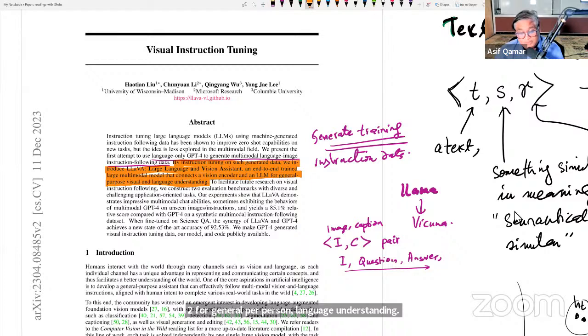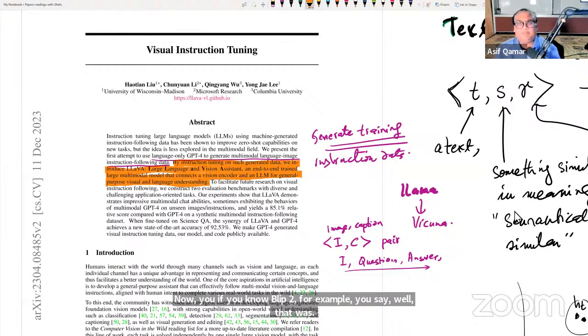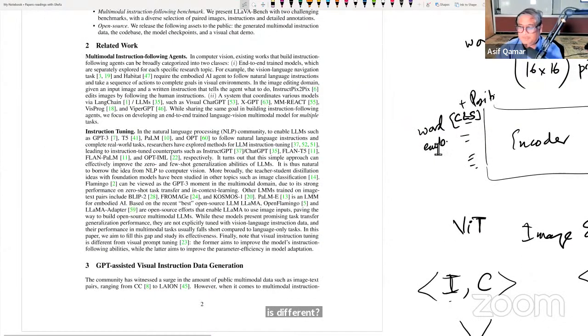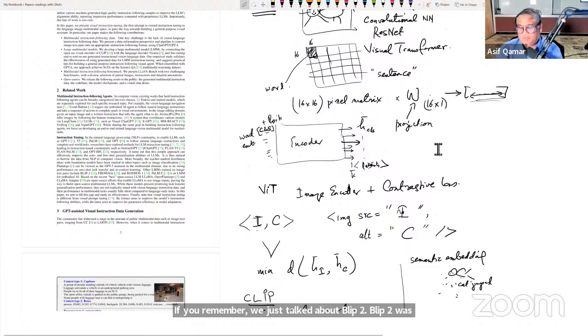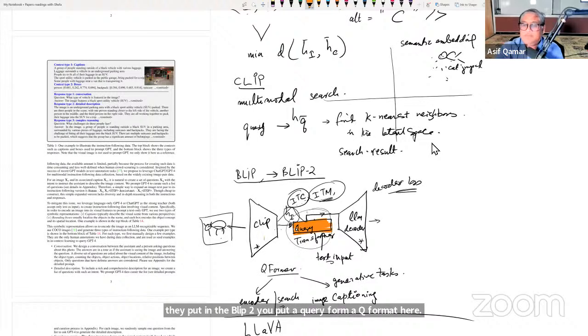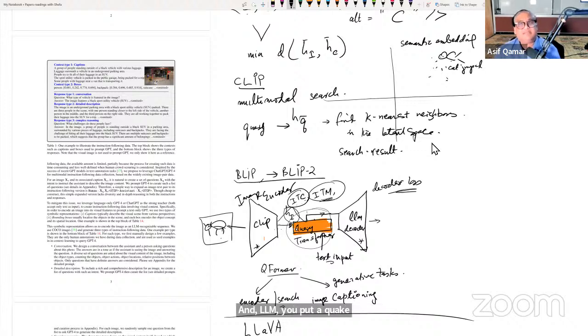Now, if you know BLIP-2, you say, well, this is somewhat reminiscent of BLIP-2, right? So what is different? If you remember, we just talked about BLIP-2. In BLIP-2 you put a Q-Former between an image encoder and an LLM. What is the difference? The difference is that LLMs you just train with text and ask them to find the next word, the standard way that you would pre-train an LLM.